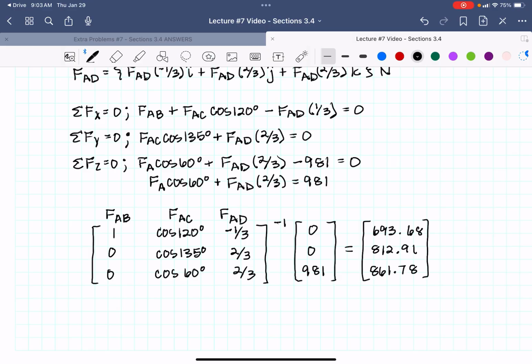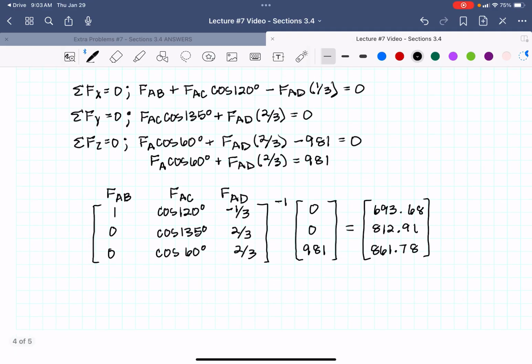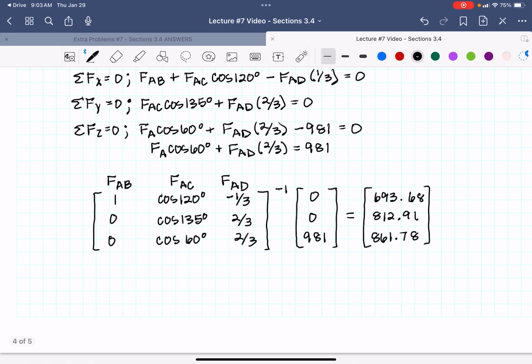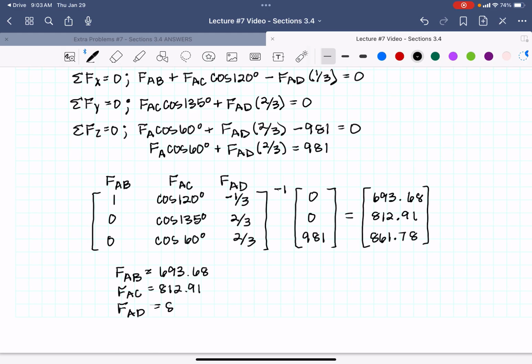And I know those are in the order that I did them in my matrix. So the first one is going to be FAB is equal to 693.68. FAC is going to be equal to 812.91. And FAD is going to be equal to 861.78. Always box your answer.